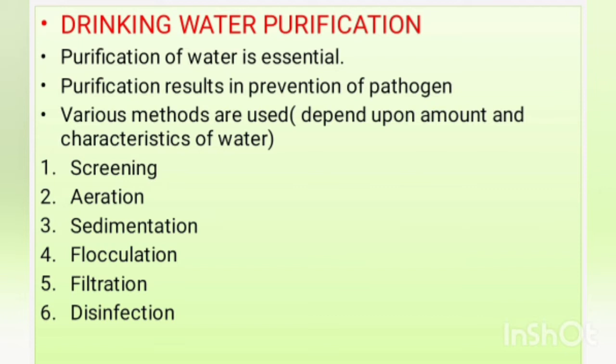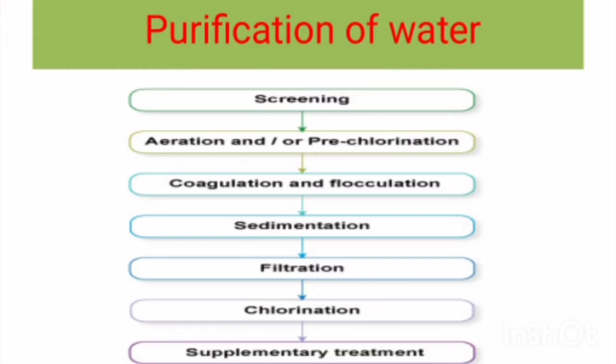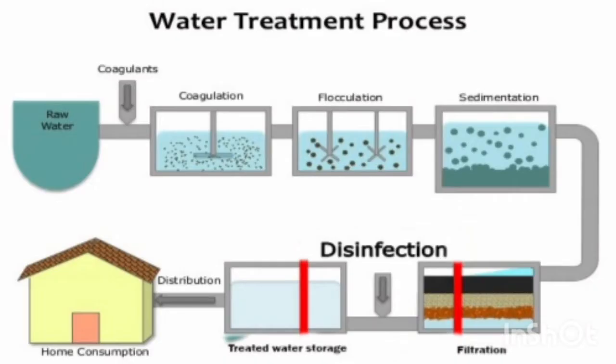There are 6 methods used for the purification of drinking water. And the purification method depends upon the amount of water and the characteristics of the water. The methods are screening, aeration, sedimentation, flocculation, filtration and disinfection. This image shows the drinking water purification procedure.